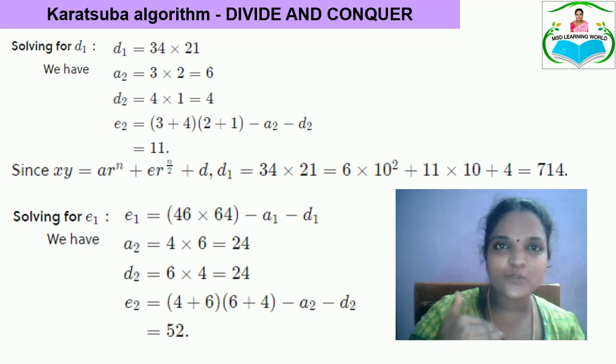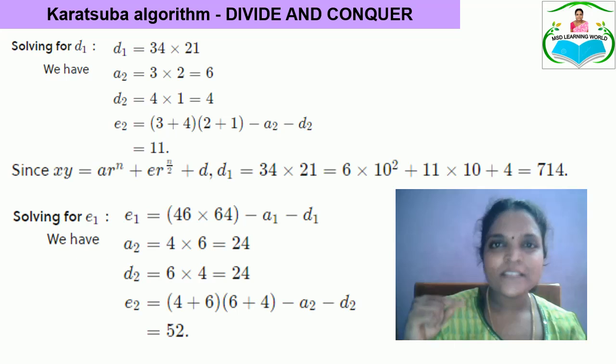Similarly, we need to solve e1. So to find this 34 into 21, we need to find x into y. X into y will be equal to 34 into 21 will be equal to 6 into r power n, that is r power n is 10 power square, plus 11 into r power n by 2, n by 2 is 2 by 2, it is 1. So into 10 plus 4 will be equal to 714.